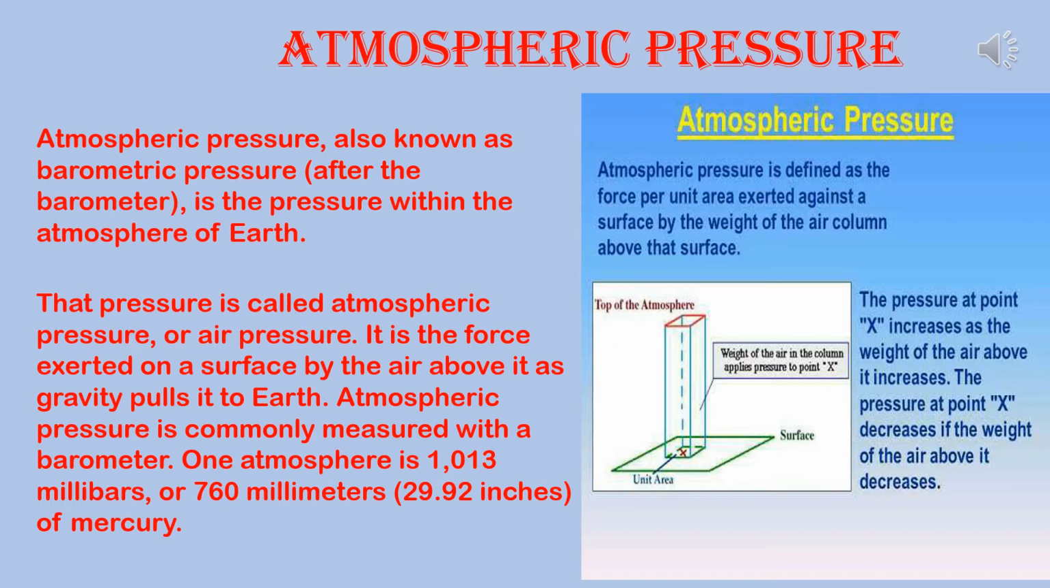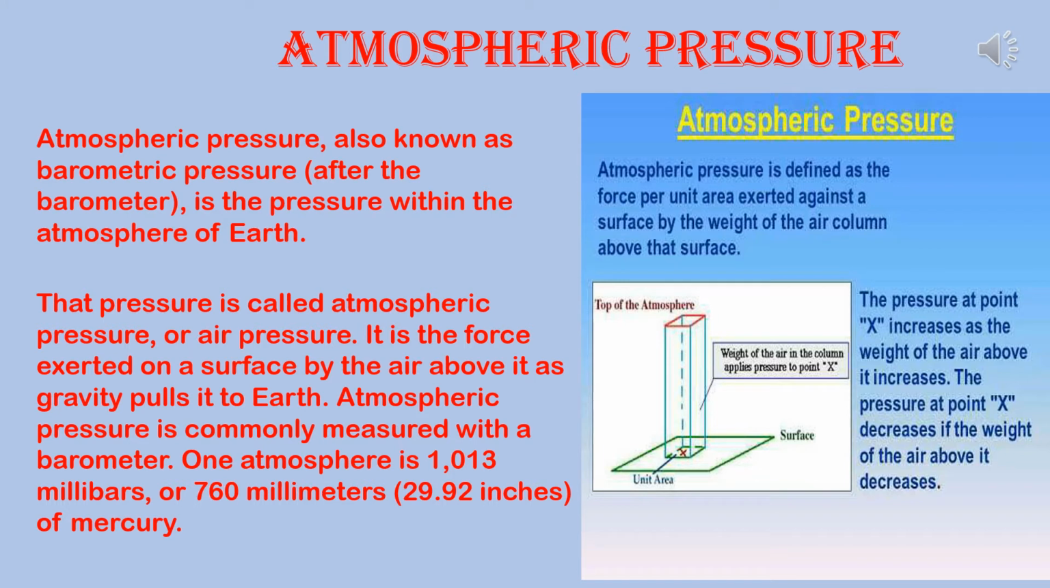Atmospheric pressure. Atmospheric pressure, also known as barometric pressure, after the barometer, is the pressure within the atmosphere of Earth. That pressure is called atmospheric pressure or air pressure. It is the force exerted on a surface by the air above it as gravity pulls it to Earth. Atmospheric pressure is commonly measured with a barometer. One atmosphere is 1013 millibars or 760 millimeters, that is 29.92 inches of mercury.